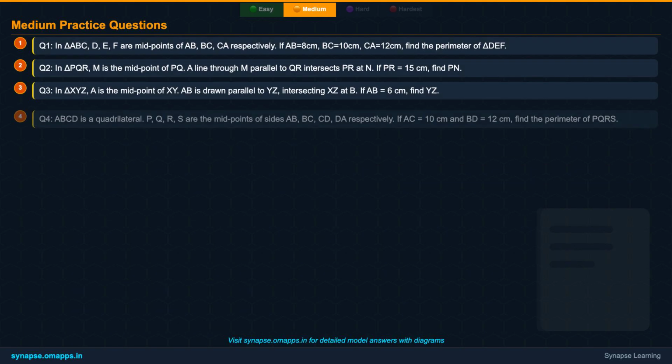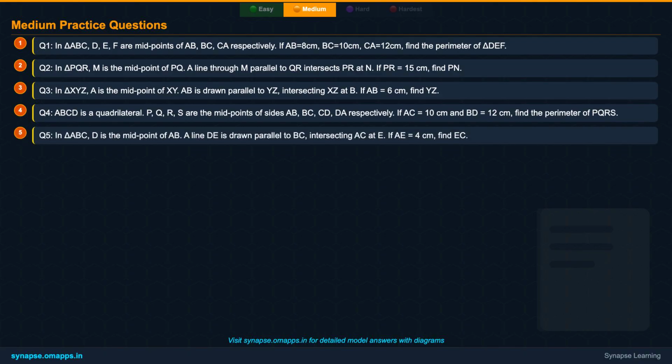Alright, let's challenge yourselves with some medium-level questions. These will require you to apply both the theorem and its converse, sometimes in slightly more intricate setups.